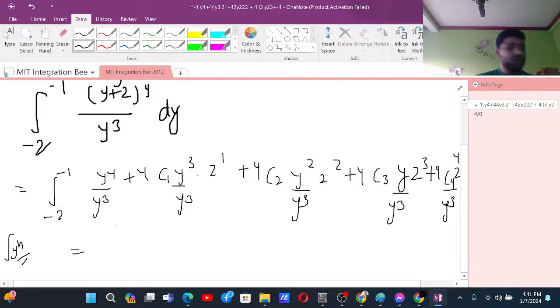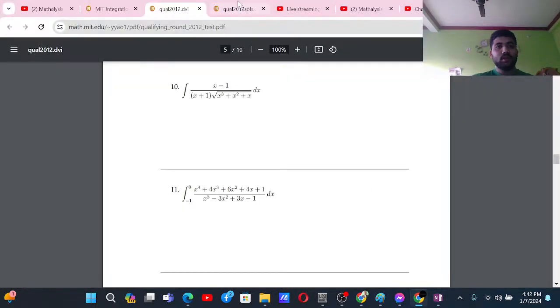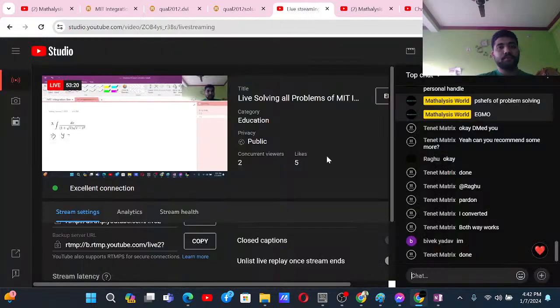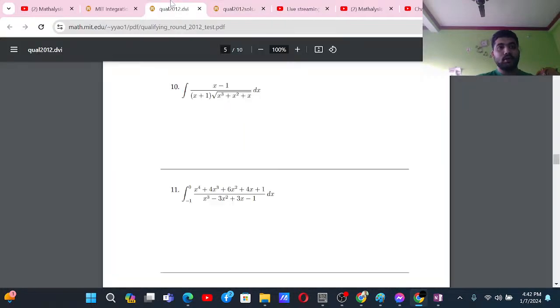And if we just integrate them part by part, we will get 33 by 2 minus 25 ln 2. So that's the answer. It's not that hard. So I'm leaving this on you. 33 by 2 minus 25 ln 2. Okay, now let's go to the next problem.